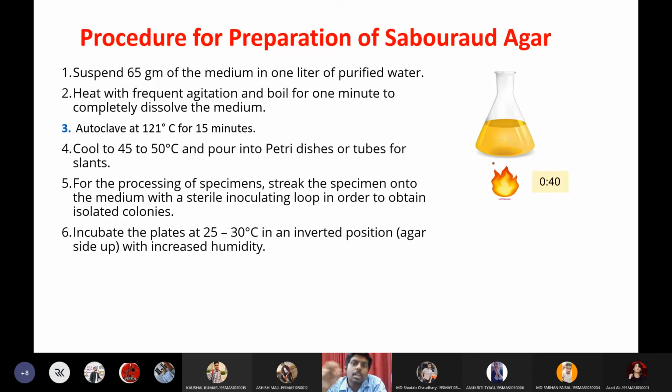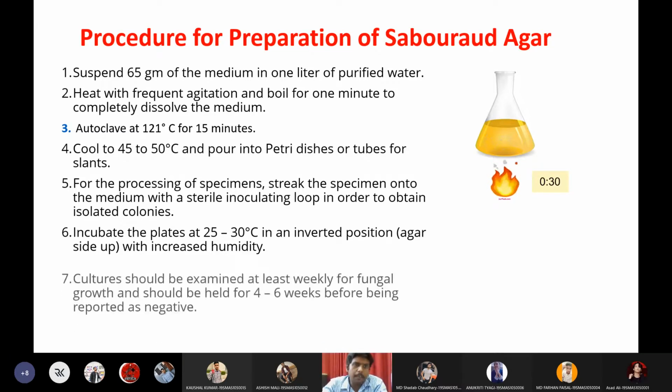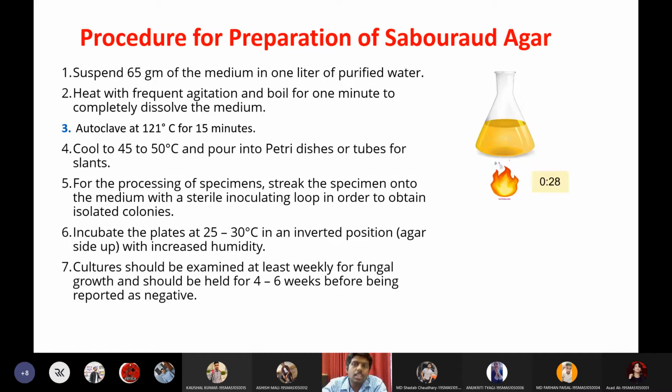In order to identify that temperature dependent morphologically changing fungi, we must incubate them at 2 different temperatures. Then last and final is some fungus will take more than 4 to 6 weeks for their growth. So we must incubate at least 1 week to 4 weeks. Okay. Even after 4 to 6 weeks, if you are getting no fungal growth, you can issue a negative report. So this is the complete preparation of Sabouraud's agar.